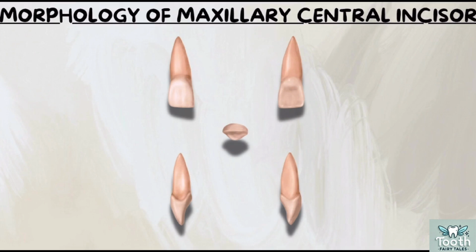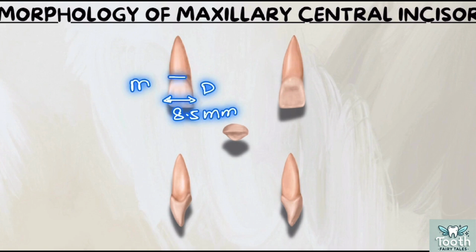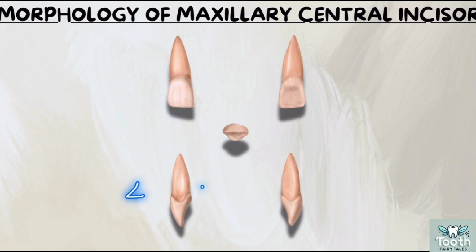Next, let us look at the measurements of the maxillary central incisor. The cervico-incisal length of the crown is 10.5 mm and the length of the root is 13 mm. The mesio-distal diameter of the crown is 8.5 mm and at the cervix it is 7 mm. The labio-lingual diameter of the crown is 7 mm and at the cervix it is 6 mm.